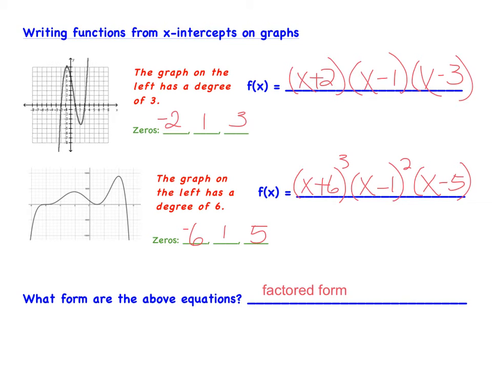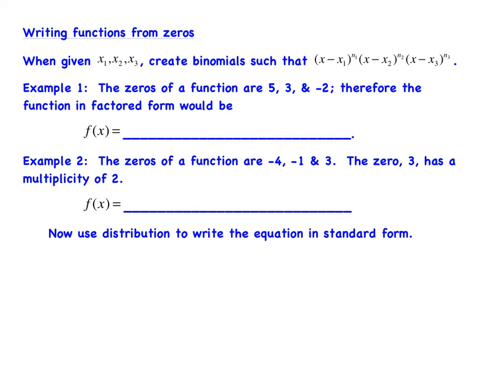And we're also going to learn how to change them or convert them from factored form to standard form. So for a quick review, when you have the zeros, you can create binomials or factors in this form right here. The n1, n2, and n3 just represent different exponents that you might have.